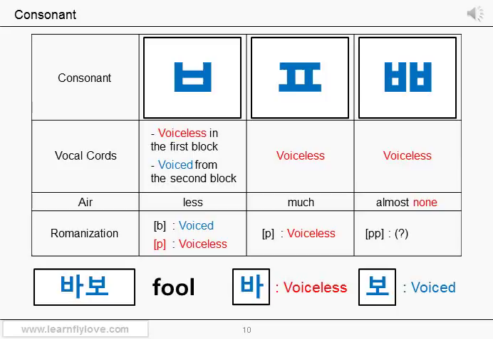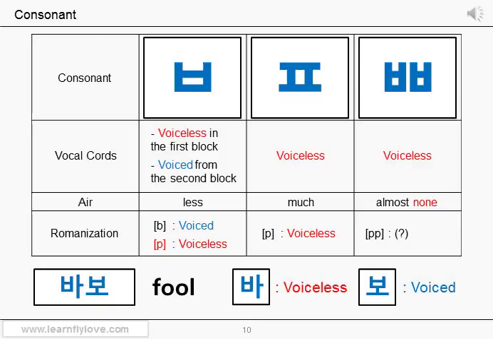The third one is B. When you pronounce this one, you block the air comes out of your mouth. Let's pronounce the real word together. 바보, which means a fool. The first 바 could sound like 파 with P sound, but it's different. It's 바보. Okay?